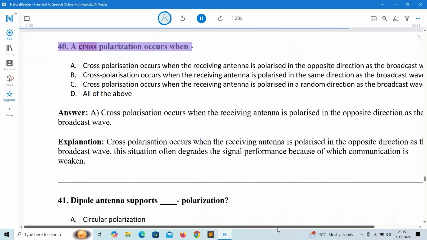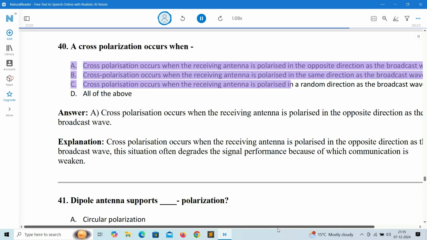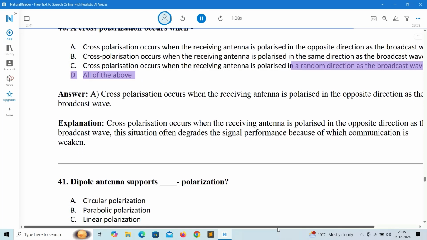40. A cross polarization occurs when: A. Cross polarization occurs when the receiving antenna is polarized in the opposite direction as the broadcast wave. B. Cross polarization occurs when the receiving antenna is polarized in the same direction as the broadcast wave. C. Cross polarization occurs when the receiving antenna is polarized in a random direction as the broadcast wave. D. All of the above.